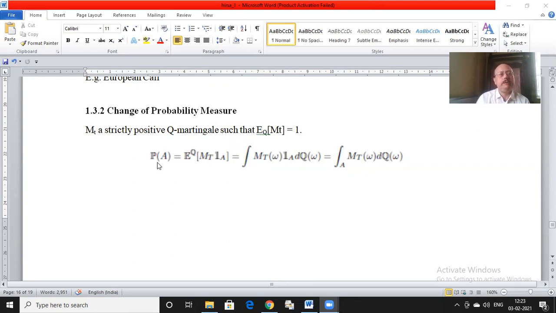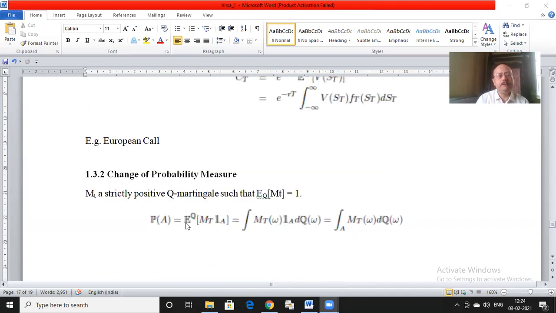So if I want to evaluate the probability of any set A, then I will evaluate it in this way. I will compute the expectation under Q of M_T and the indicator of A. So far so good, which I will write out in the density form, because I assume that there is a density for Q: M_T(omega) indicator, which will be an integral over the set A of M_T dQ. That's the formulaic expression for a probability.